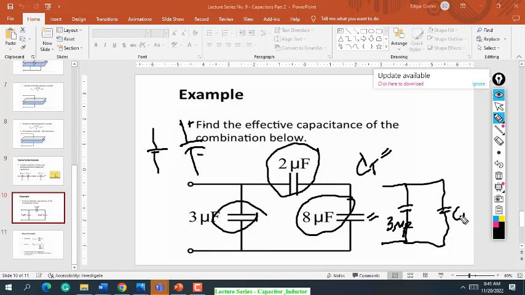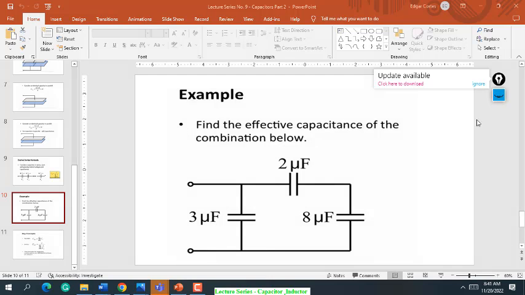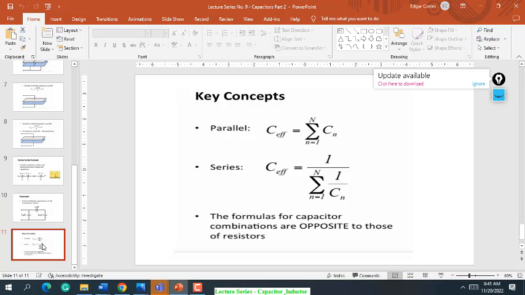So I guess the difficult part is how to get the resultant of the 2 microfarad and 8 microfarad. So you get the total capacitance of the circuit. That would be your activity exercise later. Okay, so moving on.